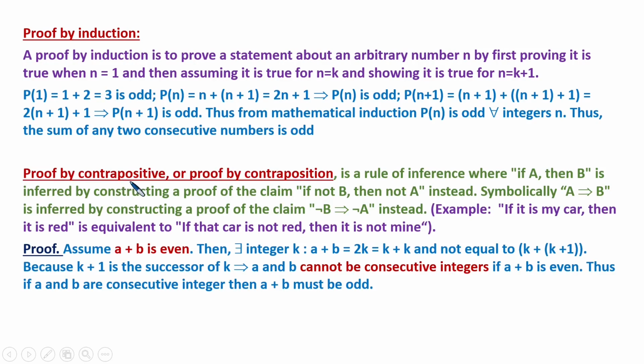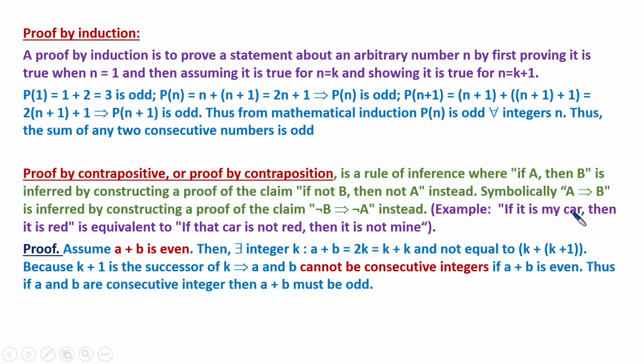Now proof by contrapositive, or proof by contraposition, as I said earlier these are the same, is a rule of inference where if A then B is given to you, and I have to prove that it is true. So what you do is construct a claim that if not B, then not A. So if B is not true, then A is also not true. Okay, you will understand as I progress here. So symbolically you can write: if A implies B, then prove by construction the claim that not B implies not A instead.